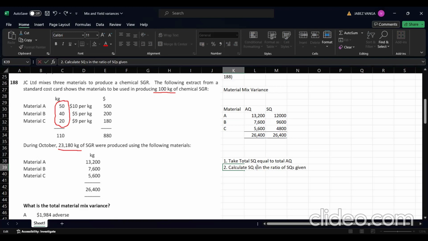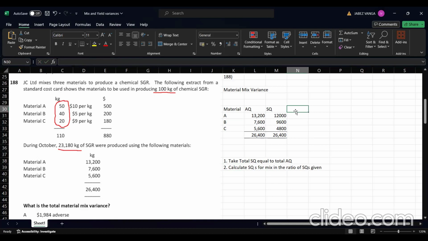Calculate standard quantities per mix in the ratio of standard quantities given. Here in this case, it is 5 is to 4 is to 2. Okay. Now what are we to do? Take the standard rate. What is standard rate? Standard rate is 10, 5 and then 9.